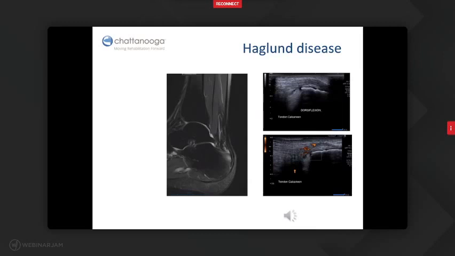In Haglund disease, you have a painful tendon at the posterior superior border of the calcaneus, and in dorsal flexion of the foot, you will have a contact between the heel and the tendon, and then it will produce a tendinopathy. You can see that on US sonography pictures and on MRI pictures with an edema of the bone and tears inside the Achilles tendon.